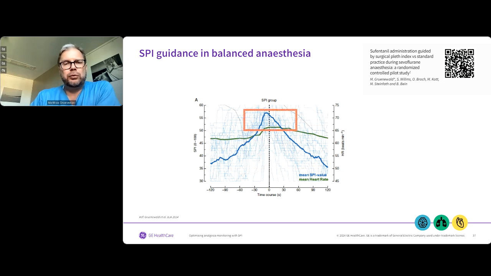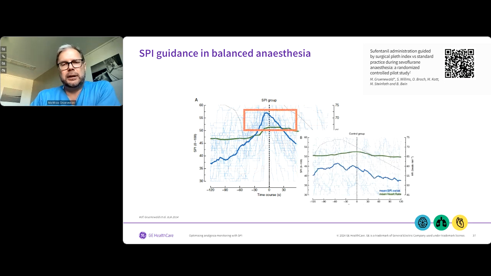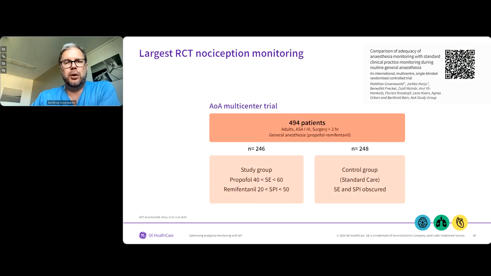And in the control group, by just looking at clinical parameters, we cannot see such a dependency. You do that by your experience, but an effect on the Surgical Pleth Index or heart rate could not be seen in the period before or after the administration of the opioid.